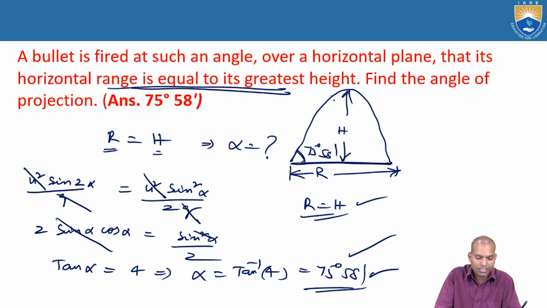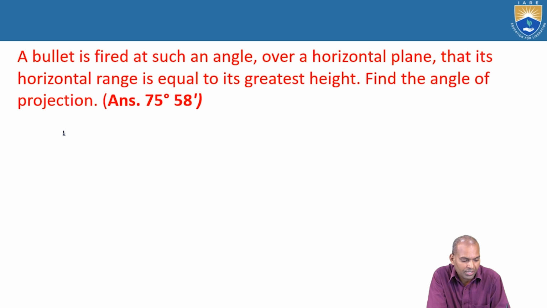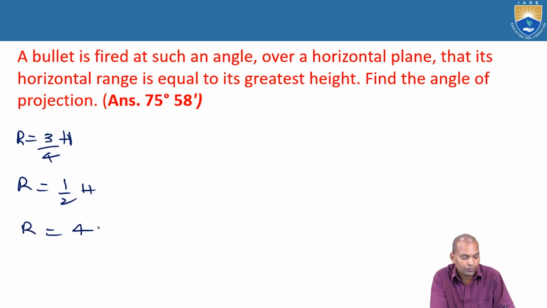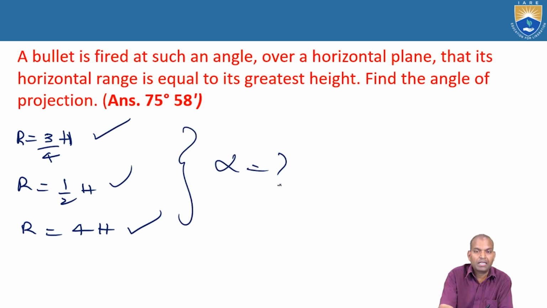Sometimes they will ask the horizontal range equal to 3/4 of the height, or horizontal range equal to half of the height, or horizontal range equal to 4 times the height. These are various conditions. Under these conditions, what is alpha? Alpha can be calculated by substituting the expressions of range and height. Then you get directly the angular projections for those conditions.